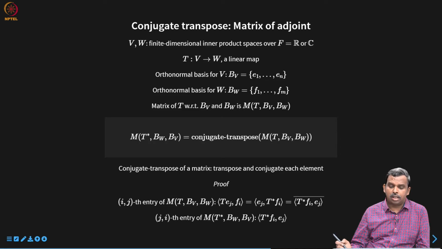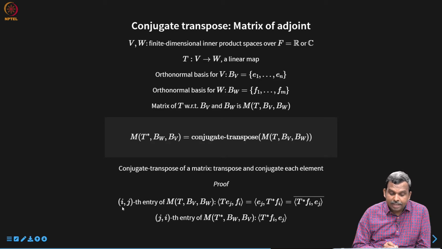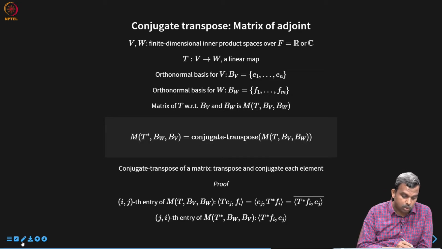The proof is not too complex. I've written it down here. I'll quickly walk you through it and I'll let you think about it. It's quite an easy proof. If you look at the ijth entry of the matrix M(T, BV, BW), what do I do? So notice what is M(T, BV, BW).